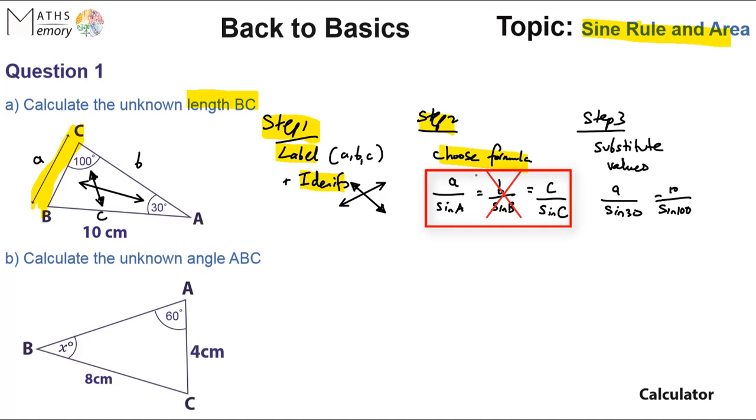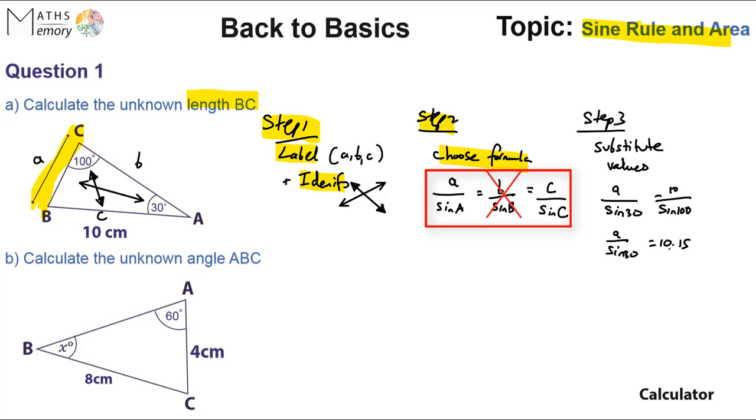Now a little shortcut for this is to do this. We have a full pair over here in our fraction. You have to calculate this fully first, okay? So we do 10 divided by sine 100. If you do 10 divided by sine 100, we're going to get a value of 10.15, okay? So a over sine 30 equals 10.15.